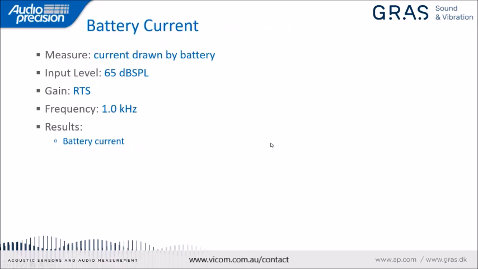Another important metric is the battery current. So this is intended to give us an idea of how much current the battery draws as it's used for normal working purposes. It's important because these devices are battery powered, and we want them to work throughout the day for users. So in this case, the input level to the hearing aid is 65 dBSPL. The gain is at the reference test setting. We're generating a frequency of 1 kilohertz, and we measure the current drawn by the battery.